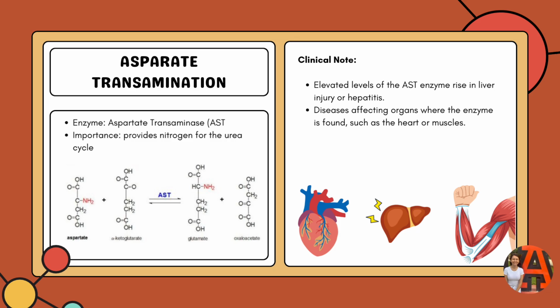Regarding the significance of this reaction, it is a key pathway for both the breakdown and synthesis of amino acids. Also, it connects amino acid metabolism to the citric acid cycle. As we have here, oxaloacetate, one of the products, is an intermediate in that cycle. And regarding the clinical relevance, elevated levels of the AST enzyme in the blood can indicate liver damage or other diseases affecting the organs where the enzyme is found, such as the heart or the muscles.